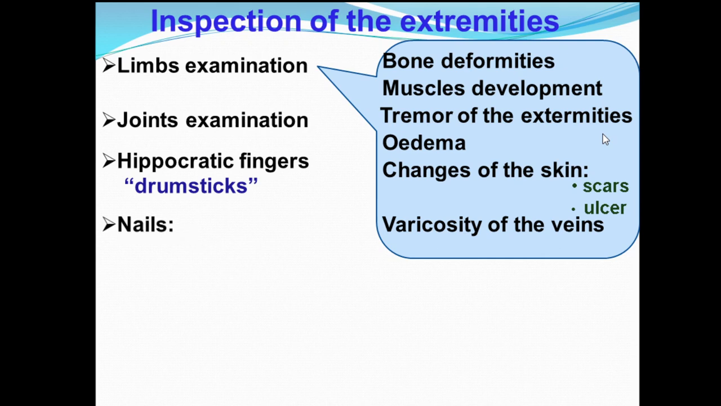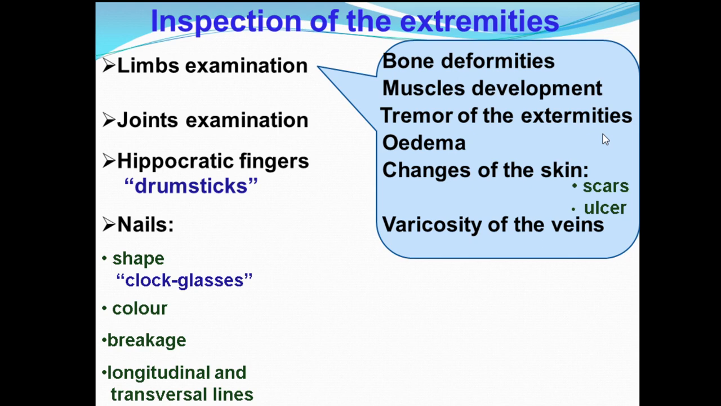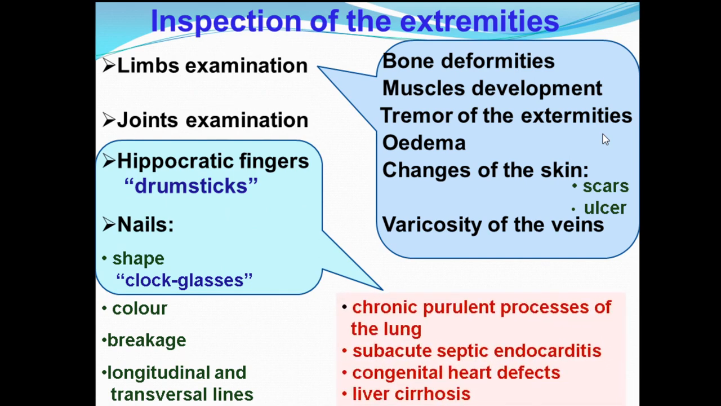We'll pay attention to nail characteristics, because some pathological shapes, like clock glass nails, are characteristic of Hippocratic fingers. We'll pay attention to the color, which can indicate hypoxia or some other problem. We can see breakage of the nails, which indicates some metabolic disorder, deficiency of some vitamins or microelements. Longitudinal and transverse lines on the nail can also indicate hypovitaminosis or deficiency of some microelements.